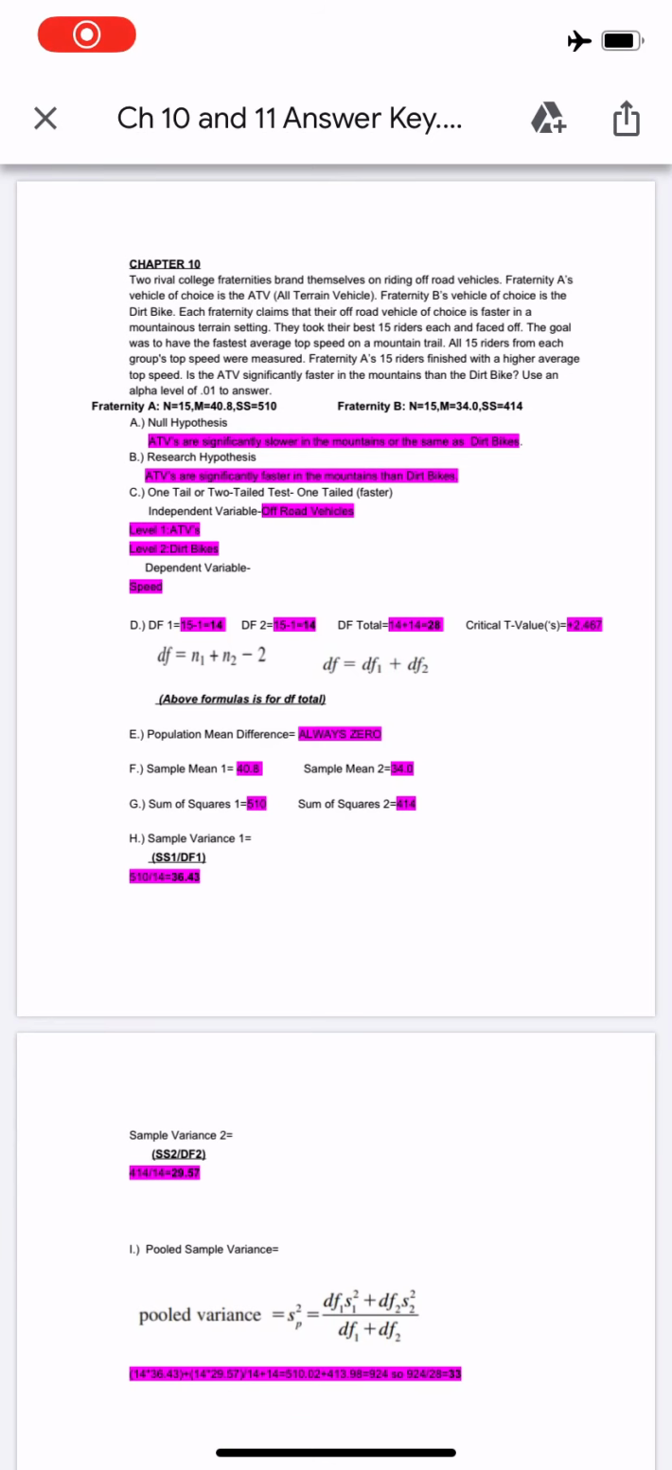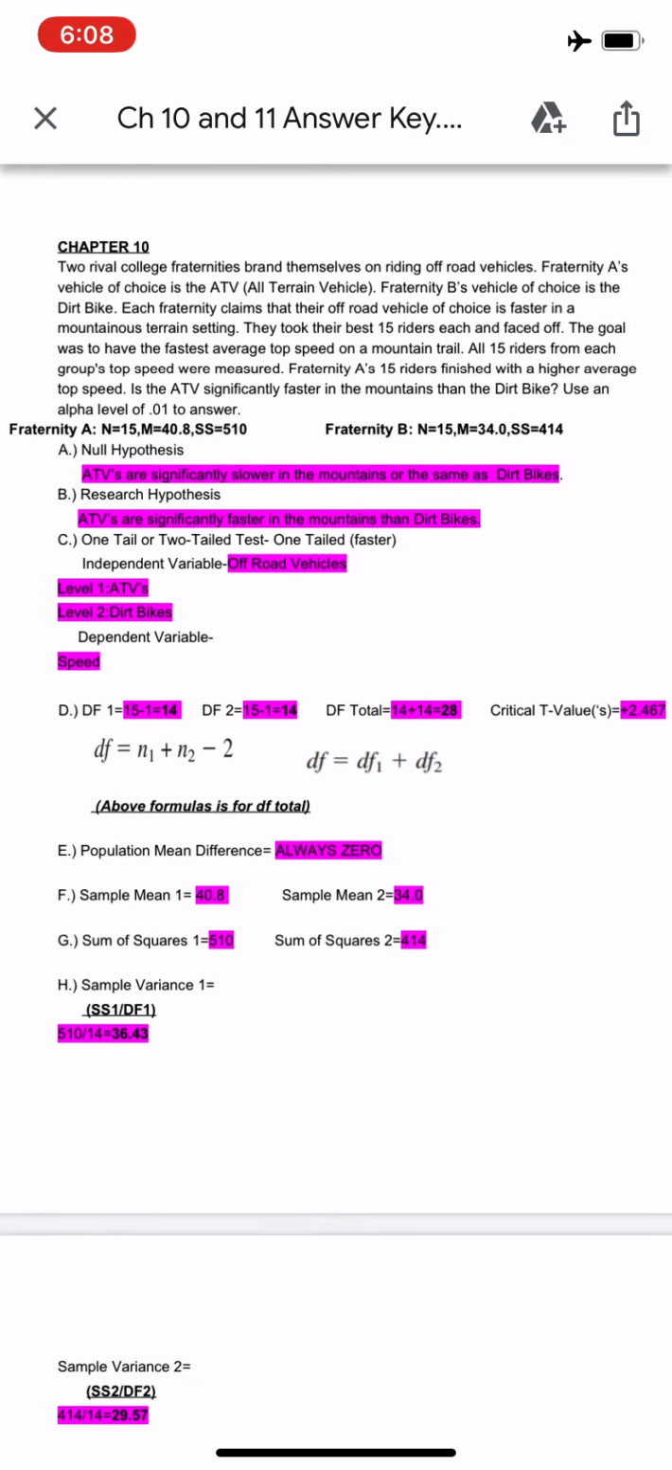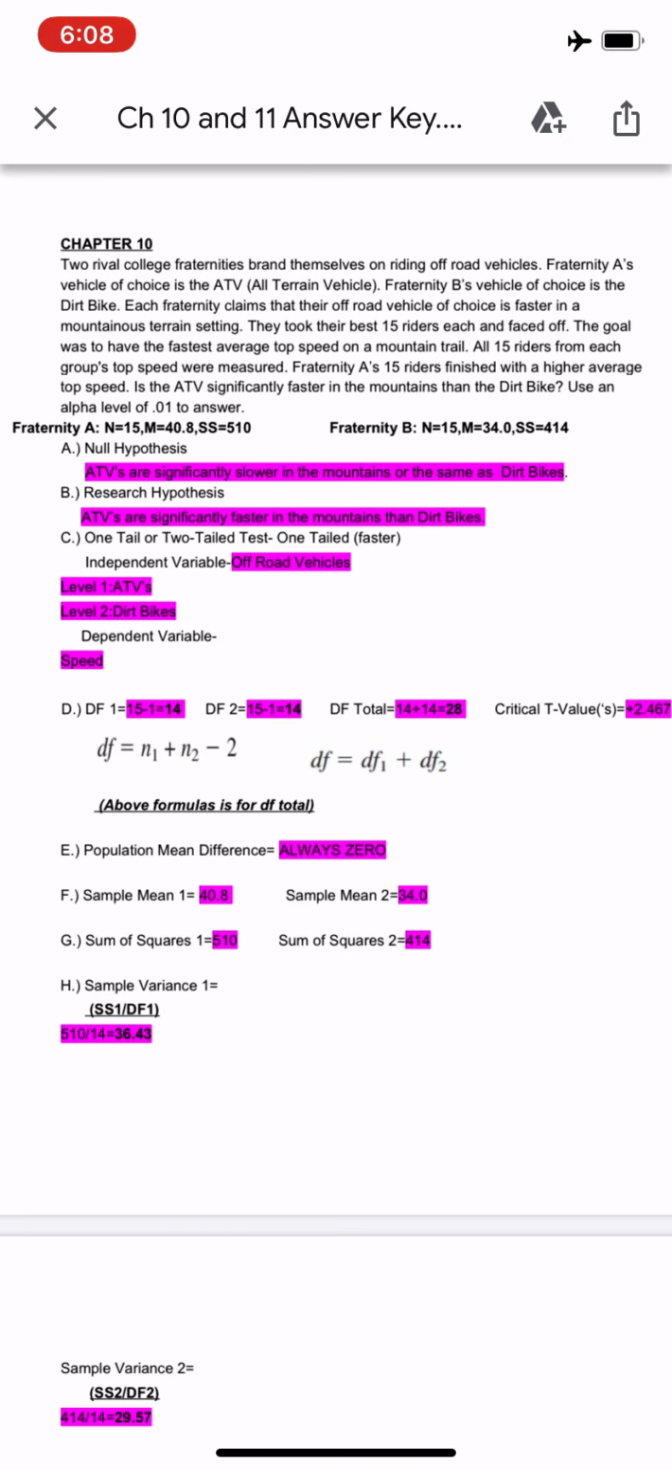All right, chapter 10 and 11, explanation video. Chapter 10, independent measures t-test. That consists of using two separate groups, comparing them against each other, and seeing if there is a significant difference between the two groups.